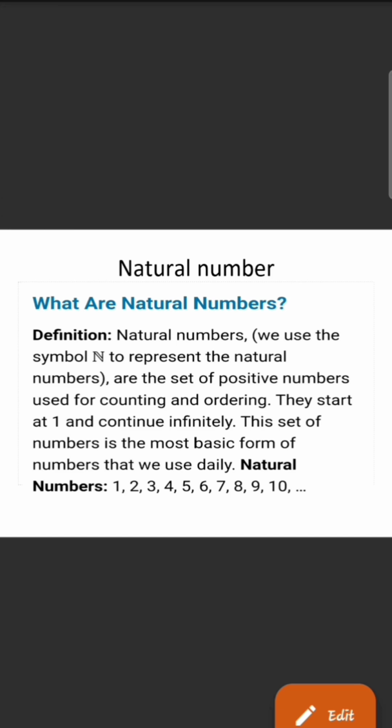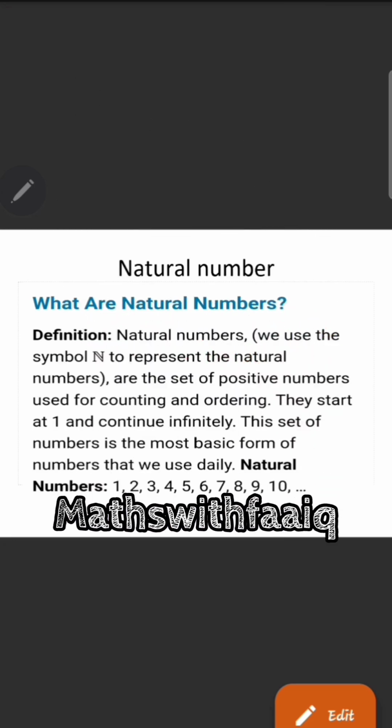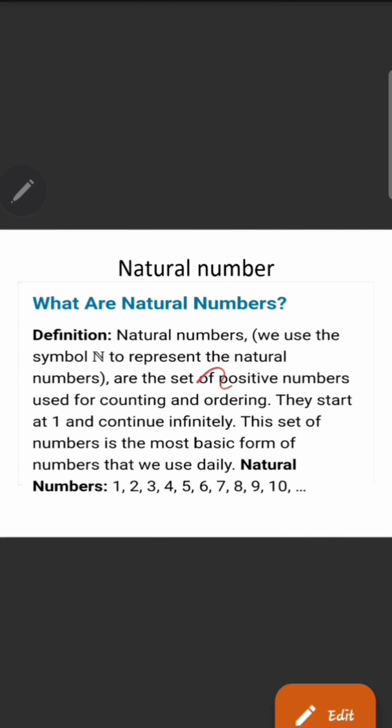What are natural numbers? Natural numbers are a set of positive numbers that is used in counting and ordering. Natural numbers start from number 1. So number 1, number 2, 3, 4, and so on till infinity.